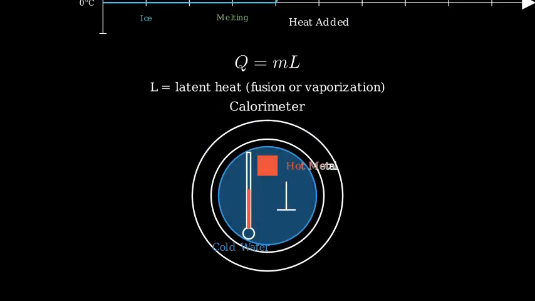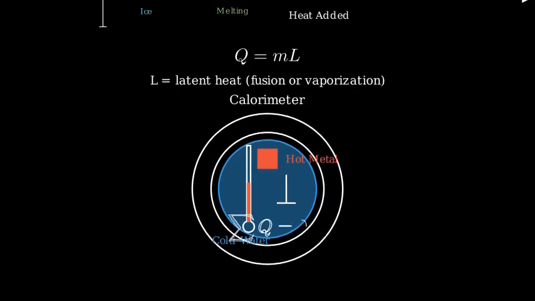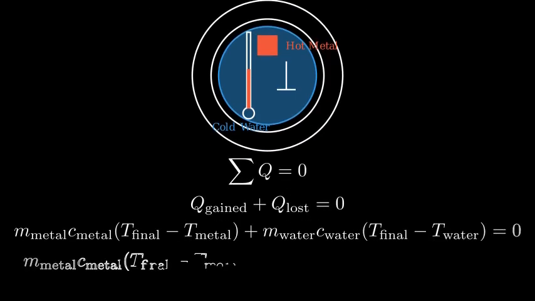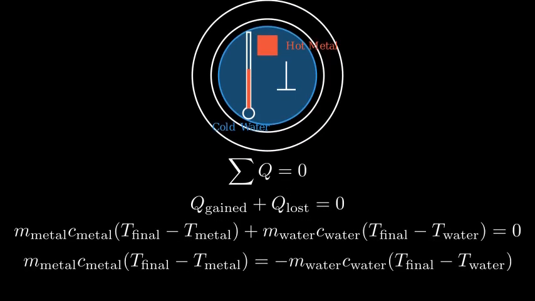Calorimetry is the measurement of heat exchanges. A fundamental principle in calorimetry is the conservation of energy. In an isolated system, the algebraic sum of heat gained by some parts and heat lost by other parts must equal 0. We can write this as sum of Q equals 0. For example, if a hot metal object is placed in cold water, the heat lost by the metal equals the heat gained by the water, assuming no heat is lost to the surroundings.